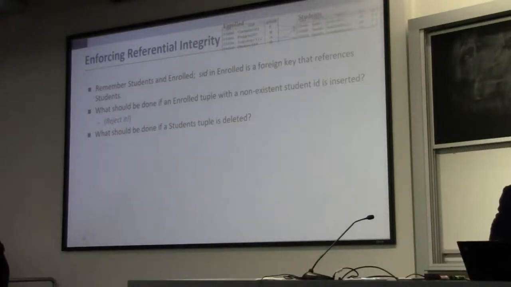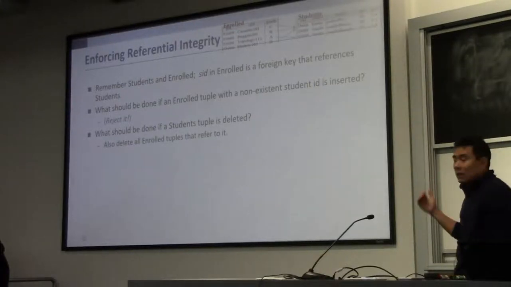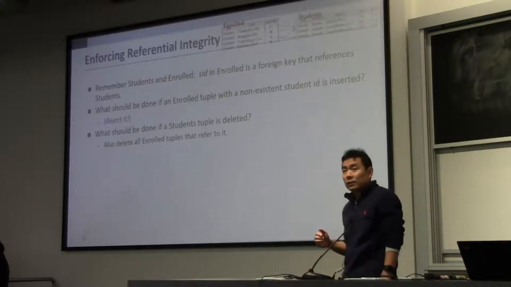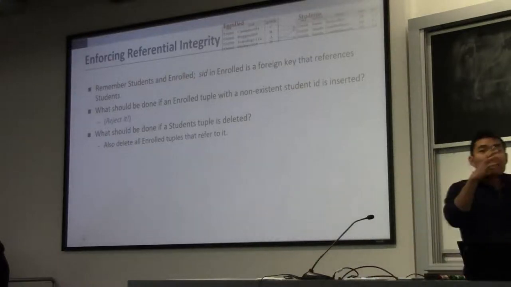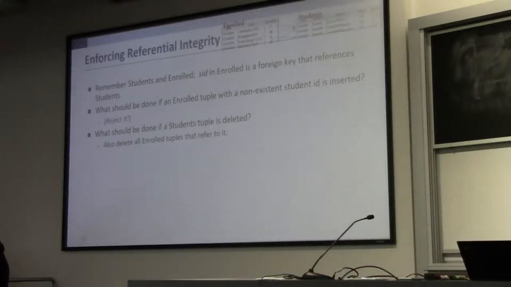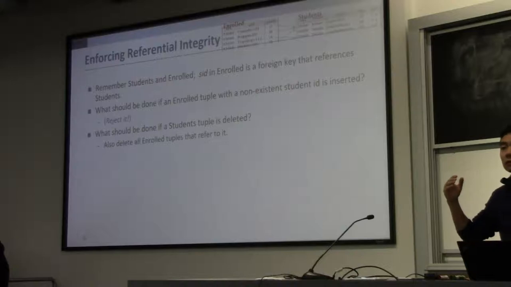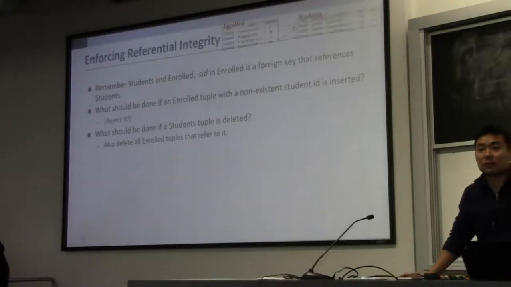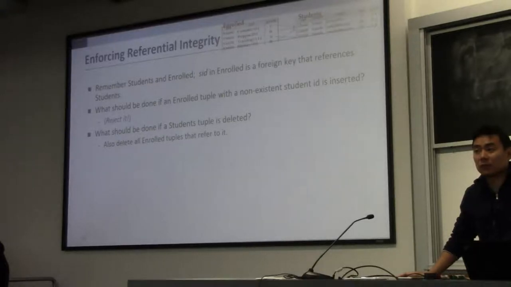Well, there are different possible actions you may take. You can also delete all enrolled tuples that refer to it. This is kind of like whenever you deallocate your object, right after you deallocate the object instances, you delete all the pointers pointing to the object. Same concept. Can you follow the discussion here? Okay.